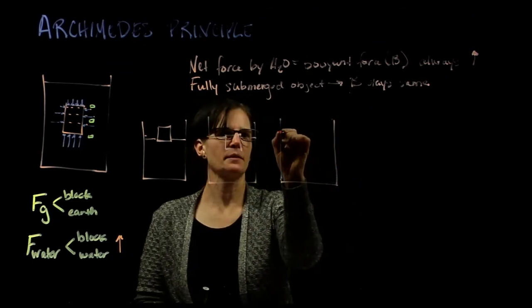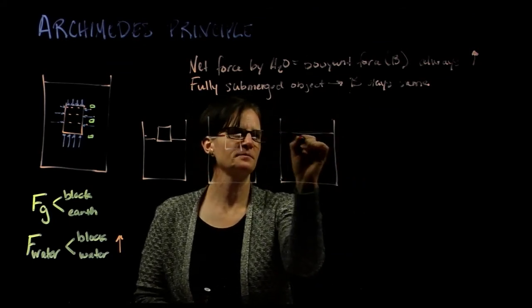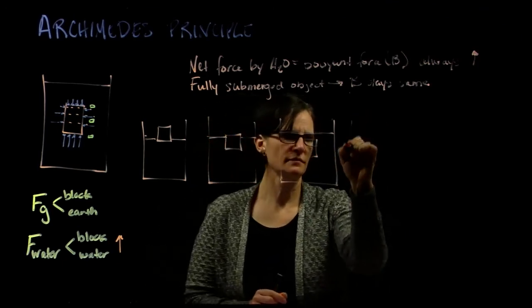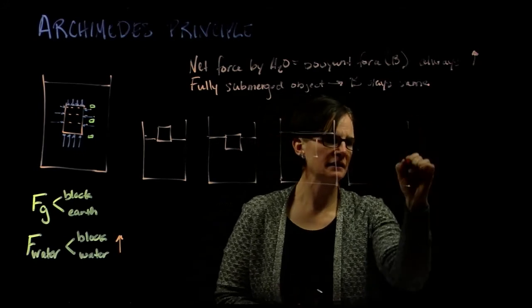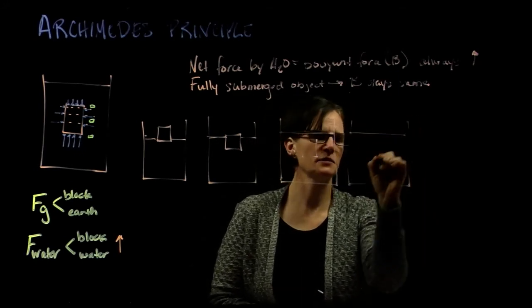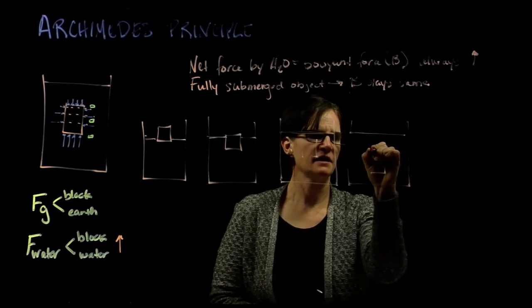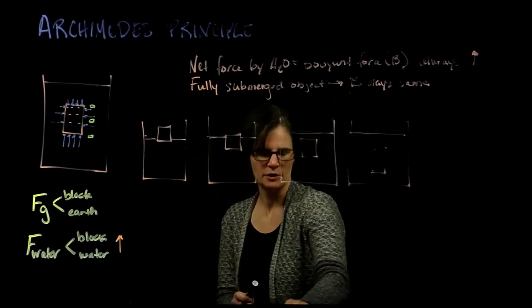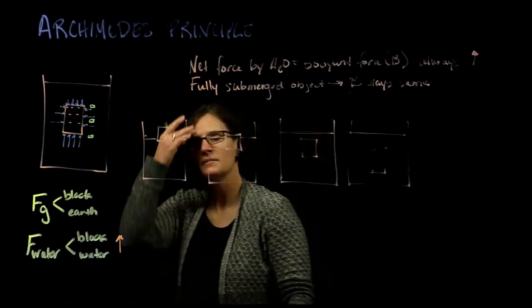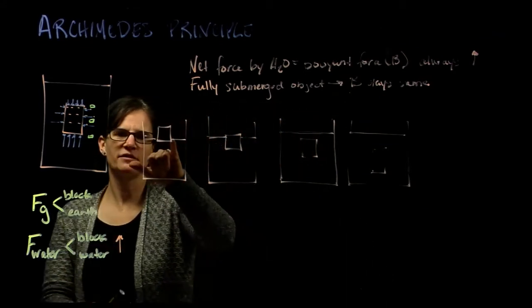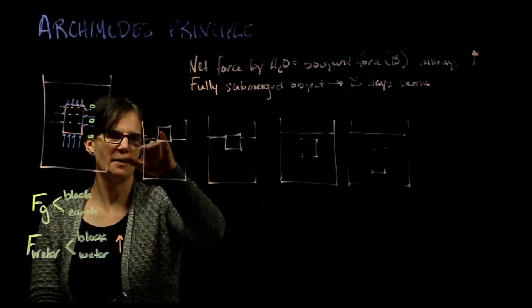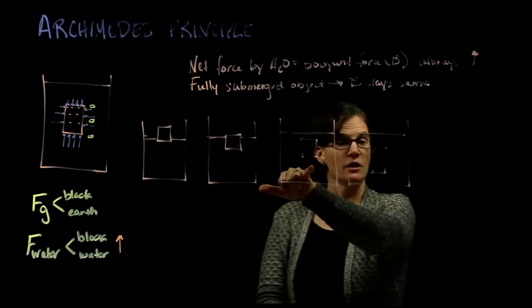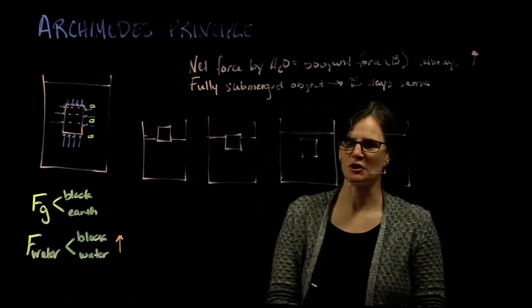There we go. I'm going to put the water a little bit higher there. Okay. Here are my four scenarios as an object is going, that orange marker I'm going to put down, is going deeper and deeper into a fluid. So we start with just a little bit of that fluid, the object within the fluid, and then more of that object is in the fluid, and then completely submerged and completely submerged.